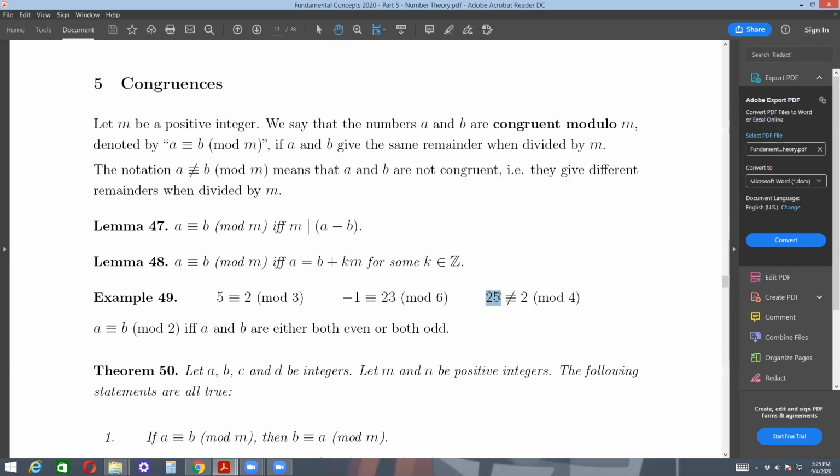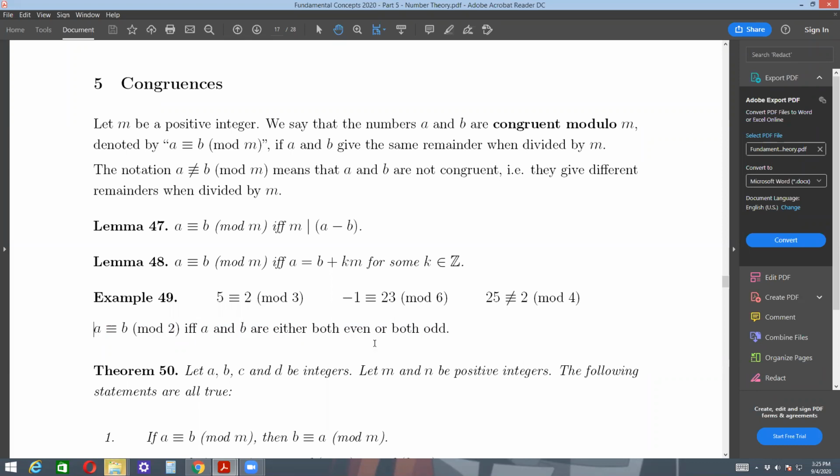25 is not congruent to 2 mod 4 because 25 is actually congruent to 1 mod 4. If you divide 25 by 4, you get 6 remainder 1, so the remainder is 1, which is not 2. A is congruent to B mod 2 if and only if A and B are both either even or odd. That one is straightforward, because mod 2 is easy. Usually we don't consider easy things like that, but sometimes it helps.